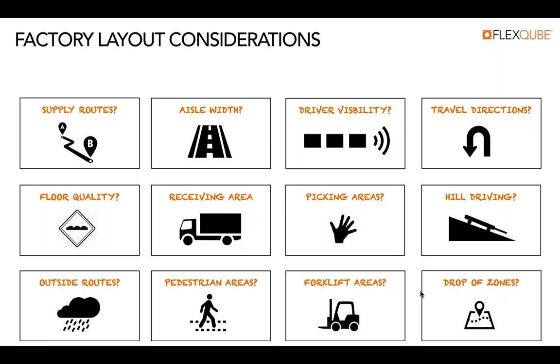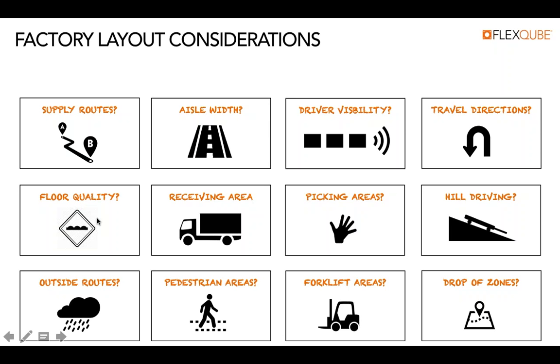We have driver visibility. We have travel directions. We see that one-way routes are one way to save space, for example, but that will require good planning of your logistic process, because in that case you are always replenishing to one side of the line, and you really need to have a good plan so you know that you can supply the correct parts in the correct position and at the right time and so on.